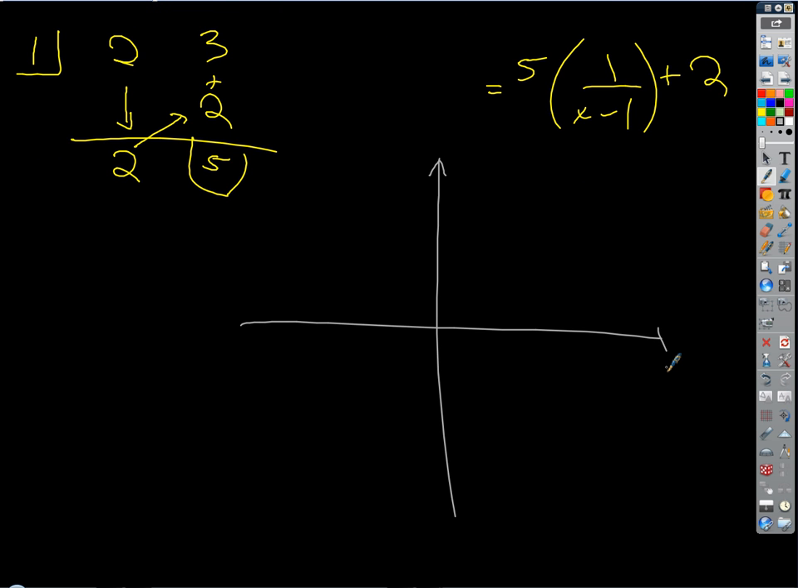Maddie, what are the values of a, h, and k again for this? A is 5. 5, good. What's h? 1. K is 2. Yeah, okay, 2. So then, what's this sketch going to look like?